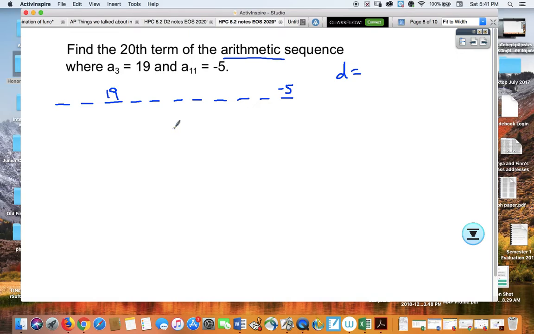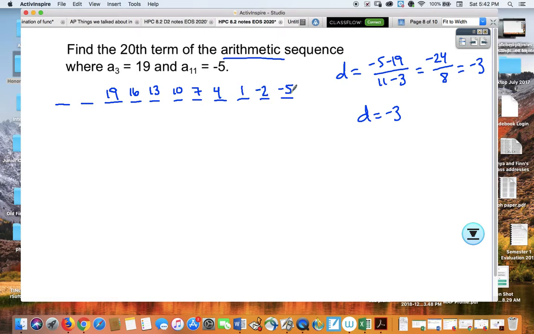So I'm going to use that idea of slope again. So I'm going to do -5 minus 19 divided by 11 minus 3. So I'm going to get -24 over 8, which is a -3. So my common difference is a -3. So like 19, I would subtract 3 from that and I would get 16. And I would subtract 3 from that and I would get 13 and 10 and 7 and 4, 1, -2, -5. That seems to work, right?